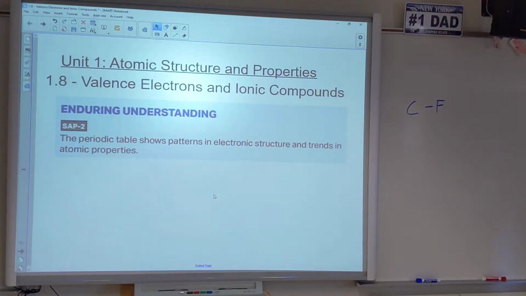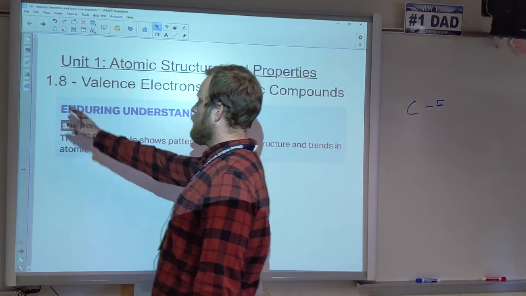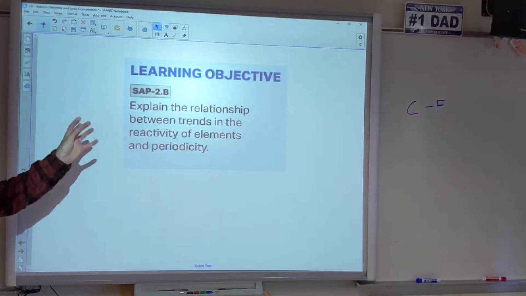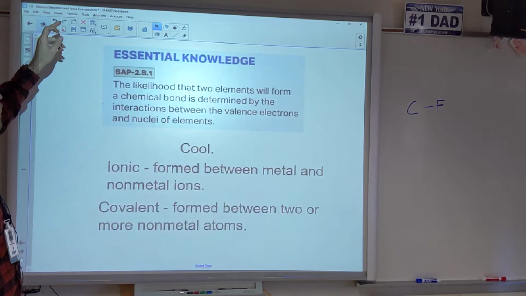Alrighty, so this next learning target is real nice and quick. It's basically just about valence electrons and ionic compounds. So we'll go through this pretty quick. Explain the relationship between the trends and the reactivity of elements and periodicity. So based on the ionic compound they formed, they'll be more or less reactive.